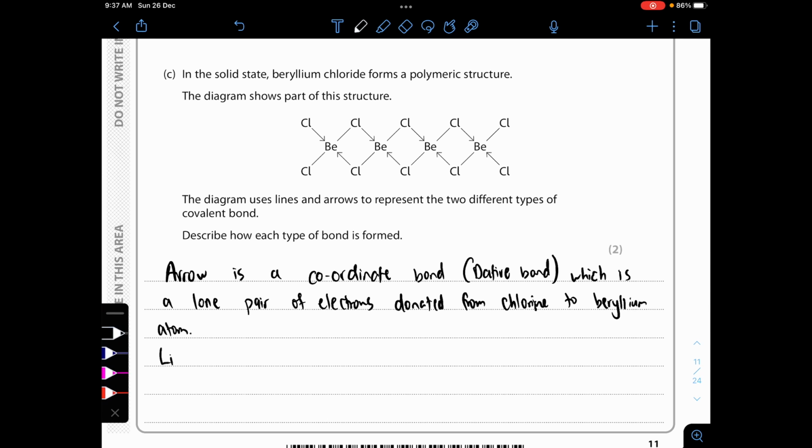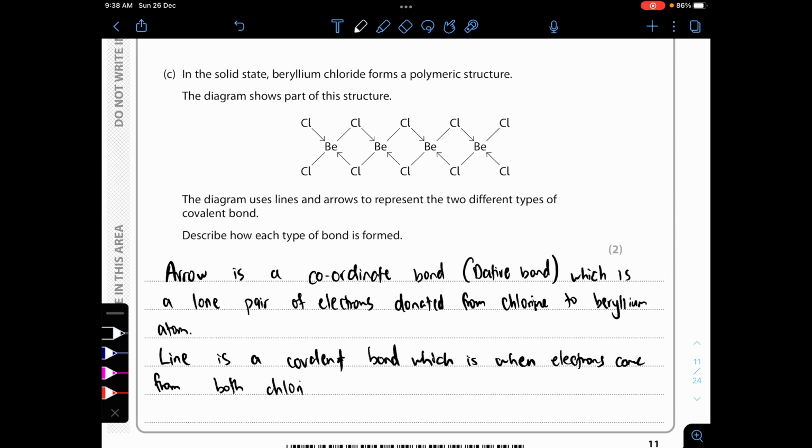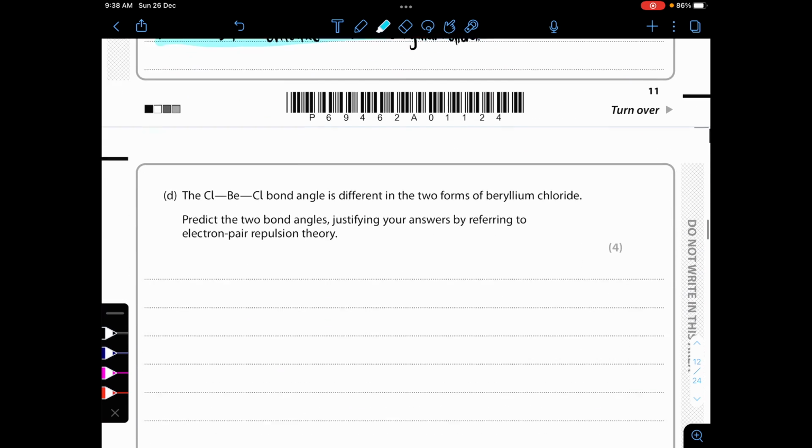Now we have to talk about the line. So the line is a covalent bond. How would we describe a covalent bond? This is when electrons come from both chlorine and beryllium. They're essentially sharing electrons, aren't they? That is what the covalent bond is. So what are the 2 marks? The 1 mark is stating that the arrow is a coordinate bond and then explaining what it is. The second mark is saying that the line is a covalent bond and then explaining what a covalent bond is. Those are 2 marks. Let's move on to part D.